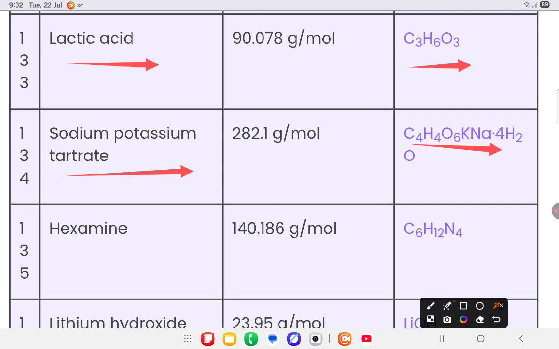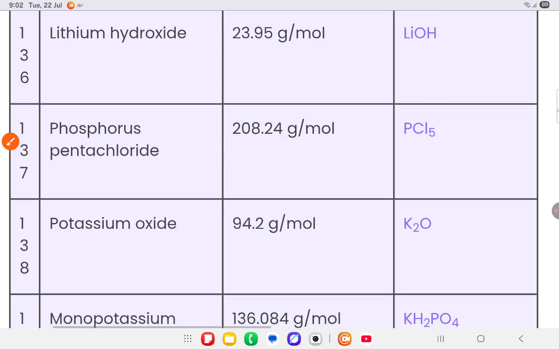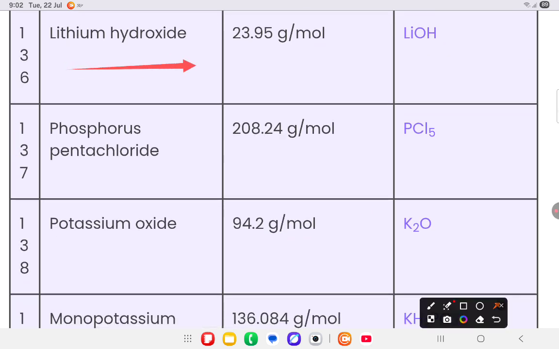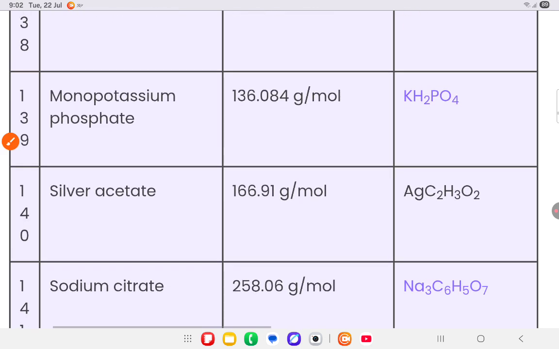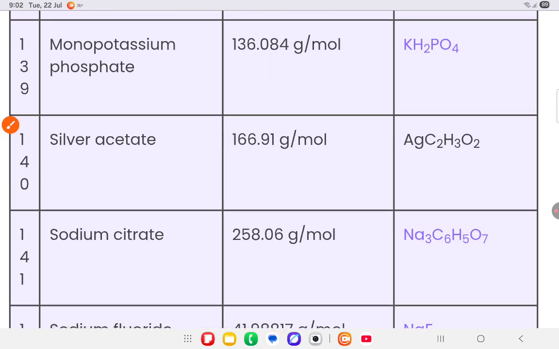C4H4O6, KNaC4H4O6, sodium potassium tartrate. Hexamine, that is C6H12N4. Lithium hydroxide, okay, LiOH. Phosphorus pentachloride PCl5. Potassium oxide K2O. Monopotassium phosphate, that is KH2PO4.